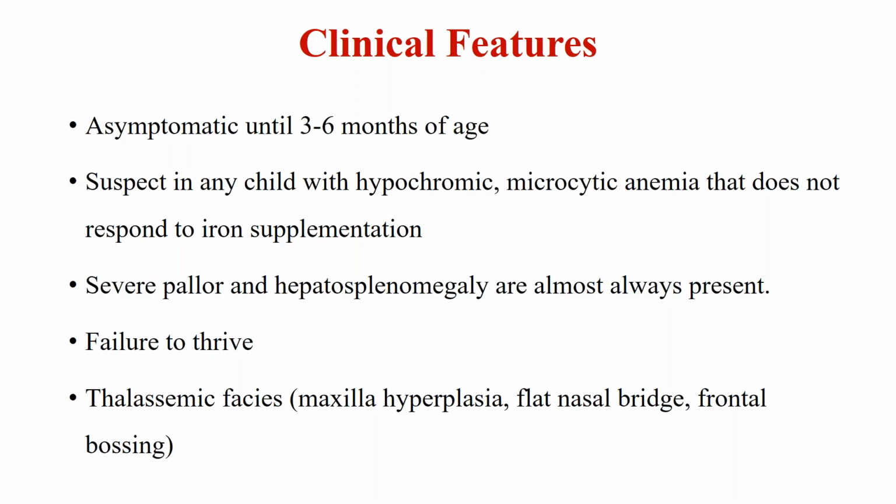Okay, so mostly the children are asymptomatic till 3 to 6 months of age, and why is that? It is because hemoglobin F persists till 6 months of age and it doesn't lead to much of the problems then. While when the concentration of hemoglobin F starts decreasing, the concentration of hemoglobin A increases and leads to complications. There is pallor, hepatosplenomegaly, failure to thrive, and thalassemic facies. Thalassemic facies have a flat nasal bridge. They have maxillary hyperplasia and frontal bossing.